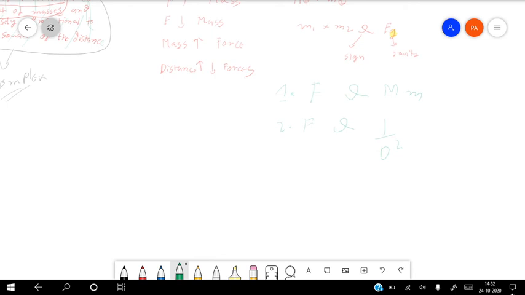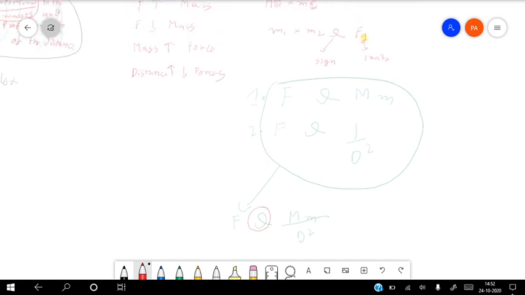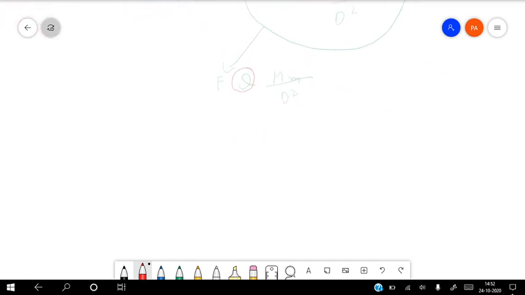Now to derive any equation, we can multiply these and we come out with the product: F is proportional to m1 m2 divided by d square. Still we have this proportionality sign. It is irritating us a lot. Now we need to get the equality sign.